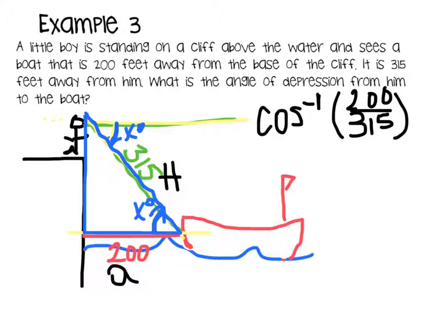Remember the inverse cosine, when we hit the second button and then our trig function, gives us the inverse because we're looking for what the angle is. That's the only time that we hit that second button. When we do that, we get that our angle equals 50.59 degrees. So that is your angle of depression.